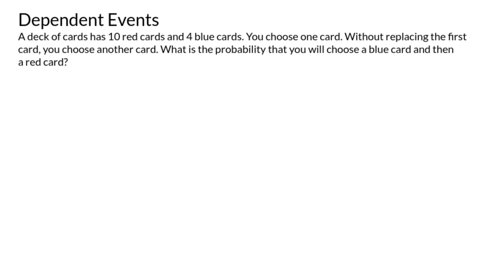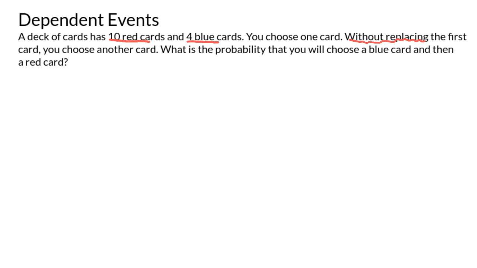In this video, we will talk about how to find dependent events. A deck of cards has 10 red cards and 4 blue cards. You choose one card. Without replacing the first card, you choose another one. What is the probability that you will choose a blue card and then a red card? Notice our keyword says without replacing.